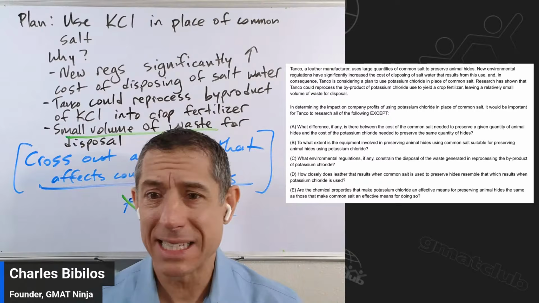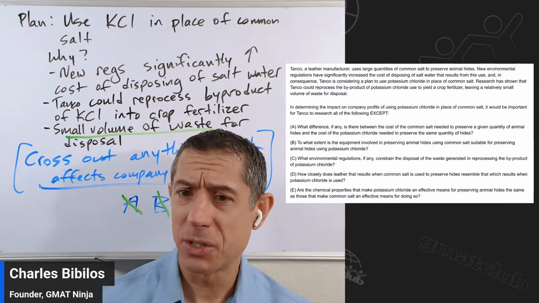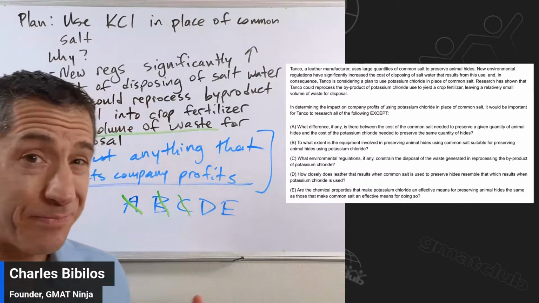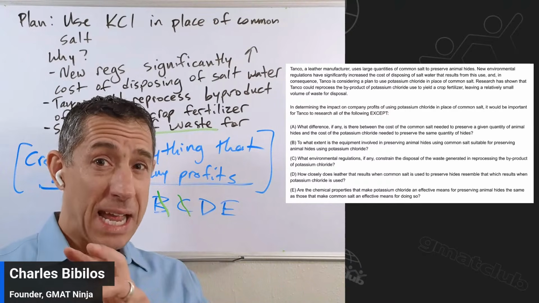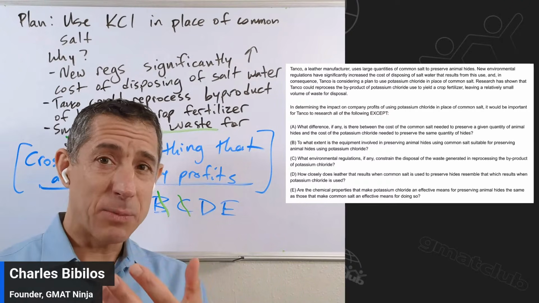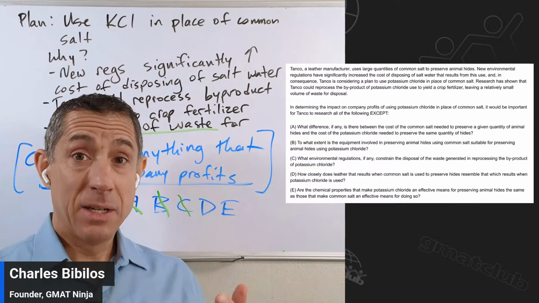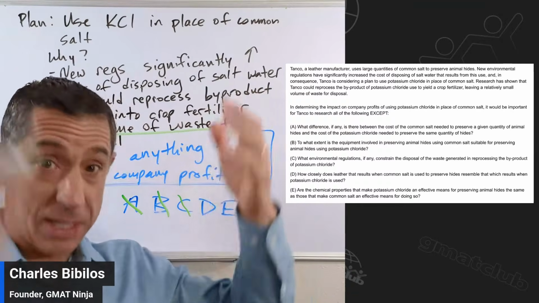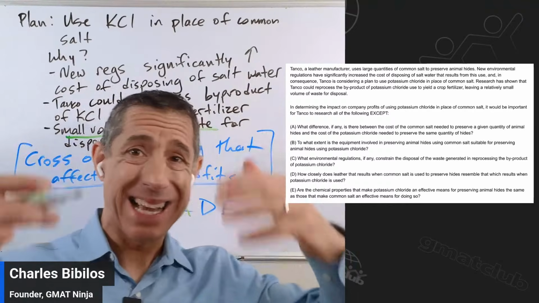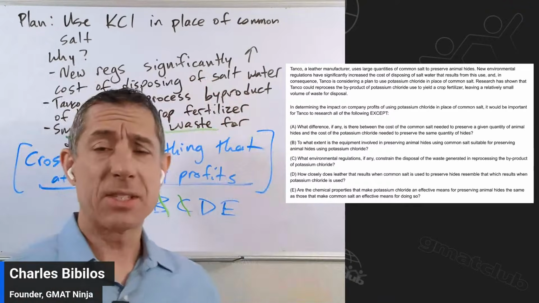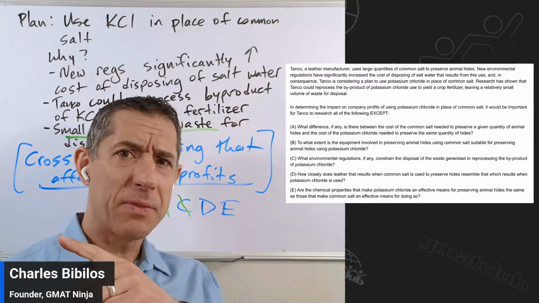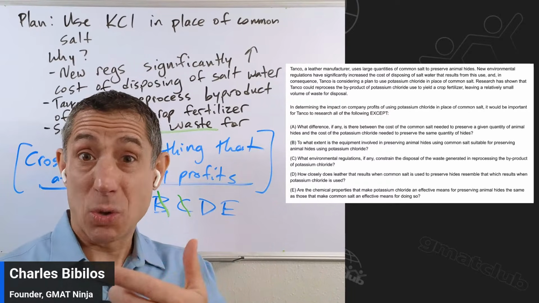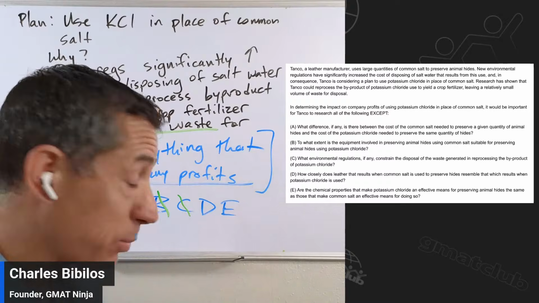Some of the live group pick D. How closely does leather that results when common salt is used to preserve hides resemble that when potassium chloride is used instead? I wouldn't blame you if you want to hang on to this and go, does that directly affect profits? But if you think about it a little bit, they've been using salt forever. The company's operational. They must be selling a lot of these hides that are preserved using salt. Well, what if you do it with potassium chloride and the quality is terrible? Maybe it looks totally different. Maybe people don't want to buy it anymore. Would that affect profits? Yeah.